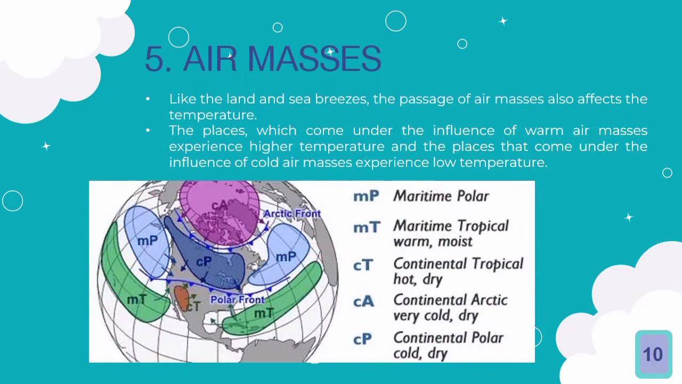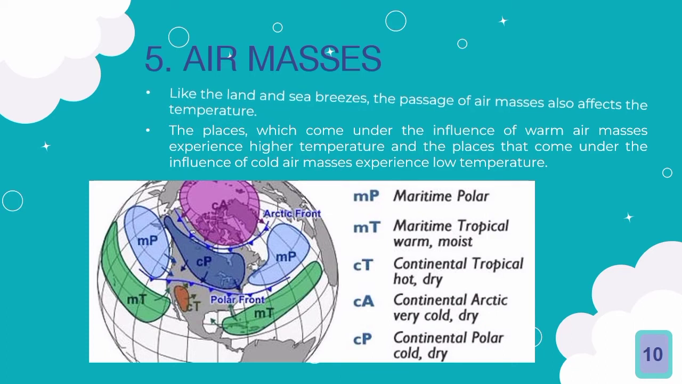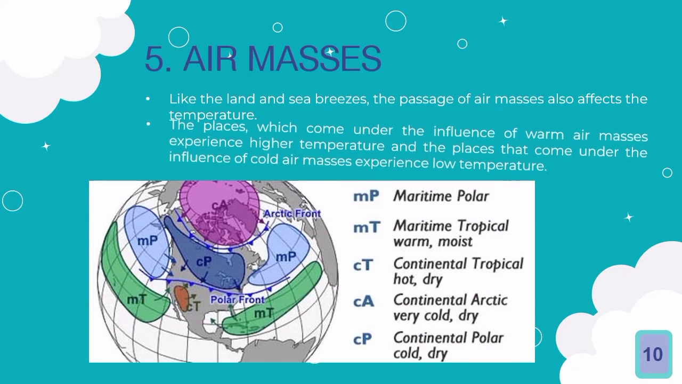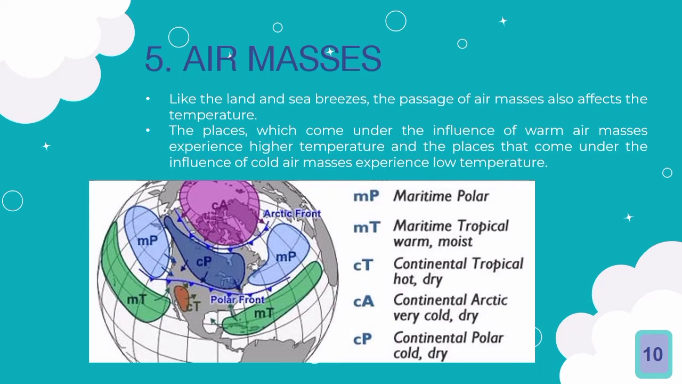So, number 5 is the air masses. Like the land and the sea breeze, the passage of air masses also affects the temperature. The places which come under the influence of warm air masses experience higher temperature, and the places that come under the influence of cold air masses experience low temperature. As shown in the picture are the different kinds of air masses.